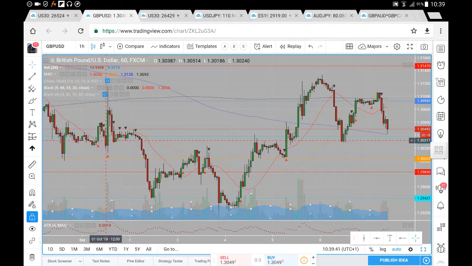So this is a pound dollar analysis for Tuesday the 9th of October. Now let's just have a look at the prices and where prices may like to go.